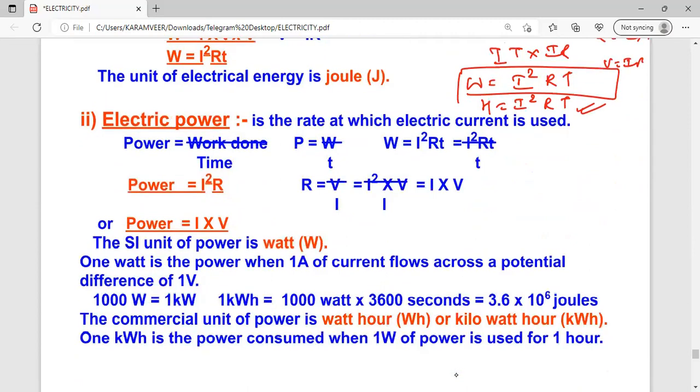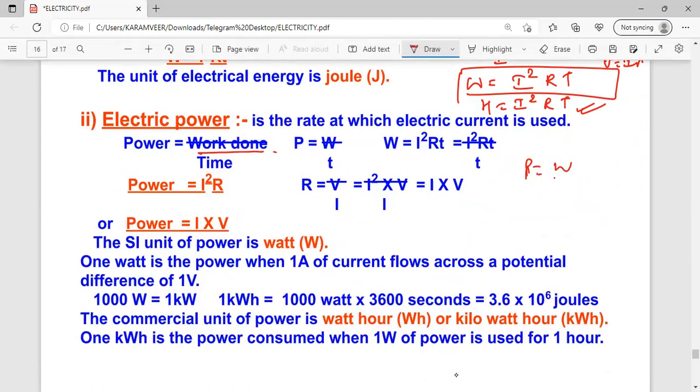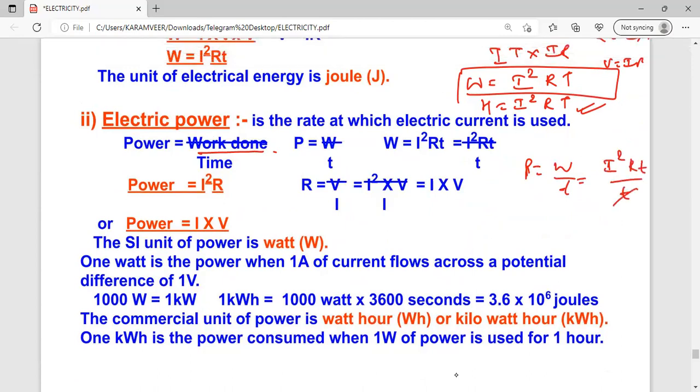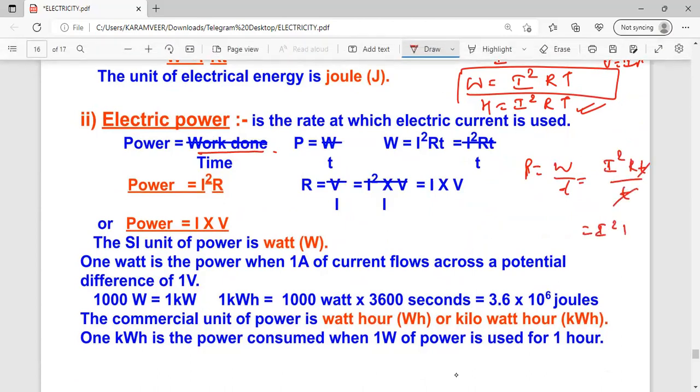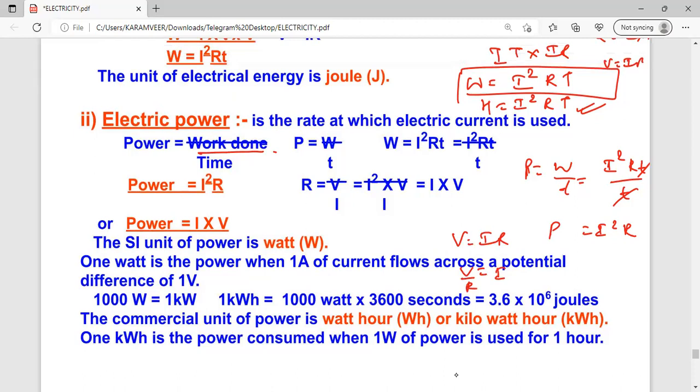Next is electric power. It is the rate at which electric energy is used. So power is equal to work done upon time. Work done is I square RT, upon T. T will cancel and you get I square R. Similarly, V is equal to IR, so I is V upon R. So power will be V upon R whole square into R. So you get V square upon R. Power is also equal to V into I.